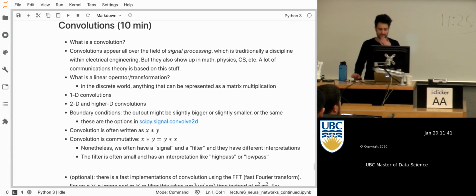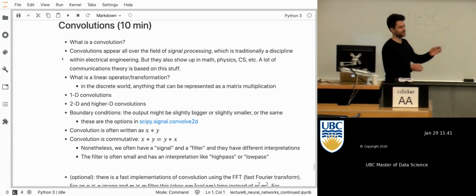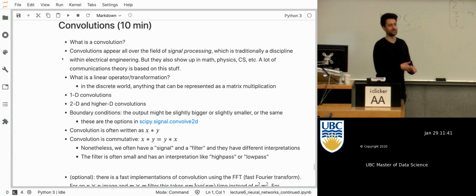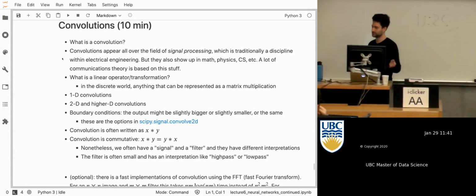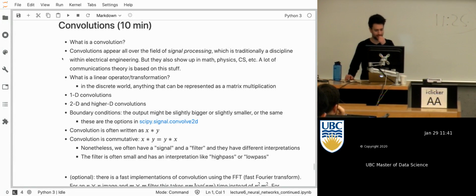OK. What is a convolution? So a convolution is a mathematical operation. It comes a lot from the signal processing and sort of communications world. I don't know if we have any electrical engineers here or anything, but some of you may have seen it before in physics or math or somewhere.